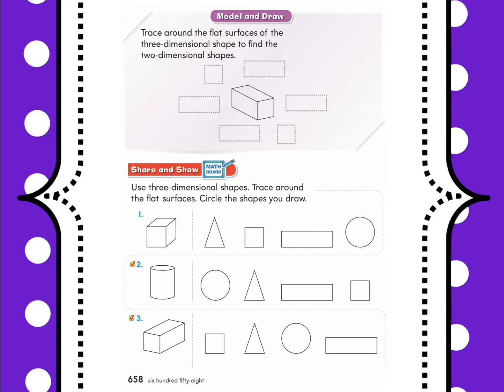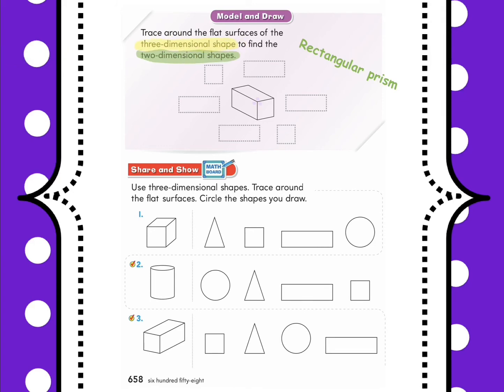Now it's time to practice more in our book. We studied that we can trace the faces or the flat surfaces on the 3D shapes to find the two-dimensional shapes. For example, this 3D shape is a rectangular prism. Perfect.